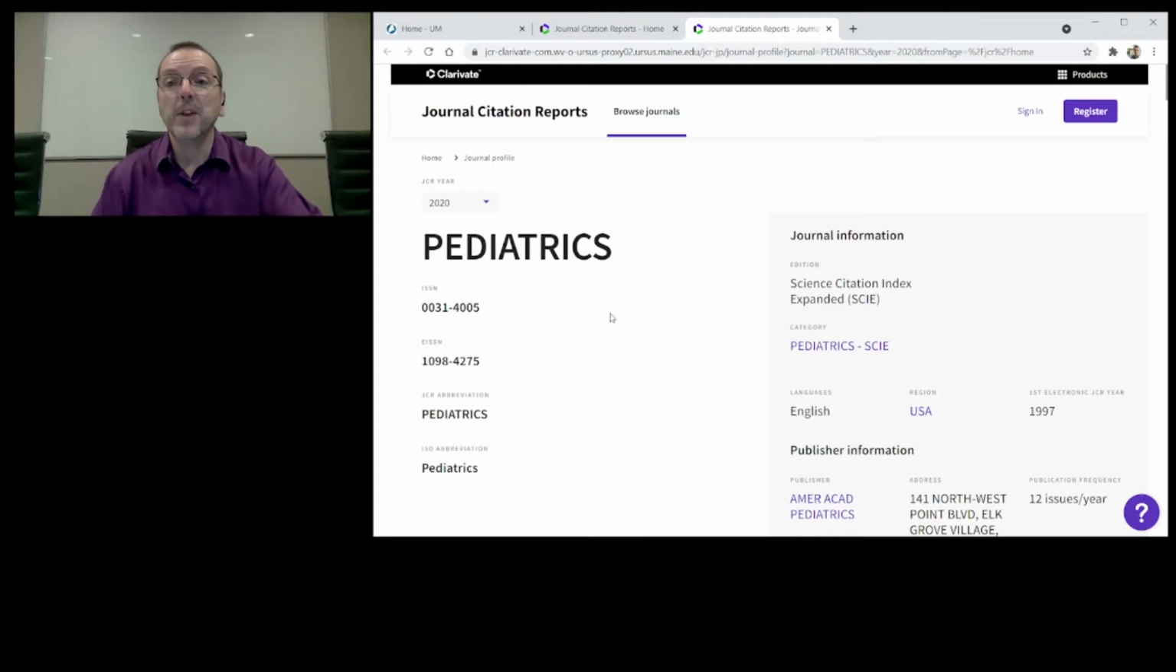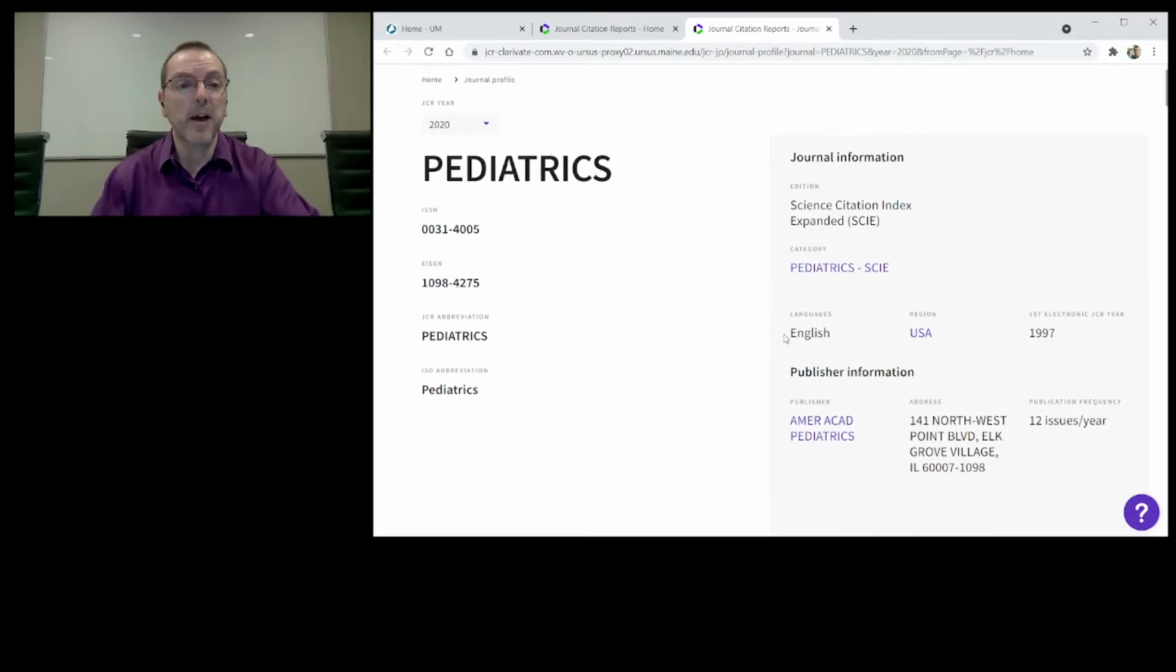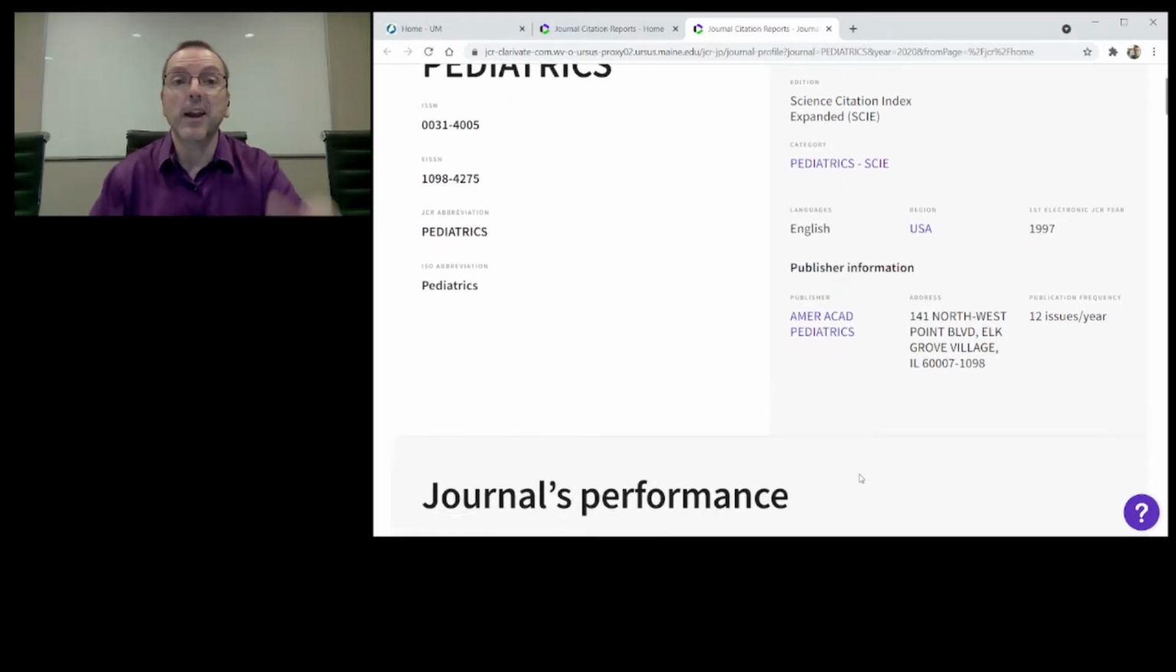So we've got the name. Notice the JCR year is 2020. It's the most recent year, but you can go back and look at reports going back years if you want. We'll just keep it simple and focus on the year 2020. Then over here on the right, it has some information about the journal. It's published in English. Its publisher is the American Academy of Pediatrics, which is a great organization. Another sign of a good journal is who the publisher is. It comes out 12 times a year.